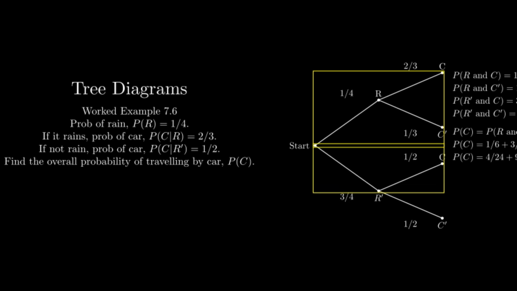This example clearly shows the two main rules for tree diagrams. Multiply along the branches for a sequence of events, and add the results for the different outcomes that satisfy the condition. This is a fundamental technique for handling sequential probability.